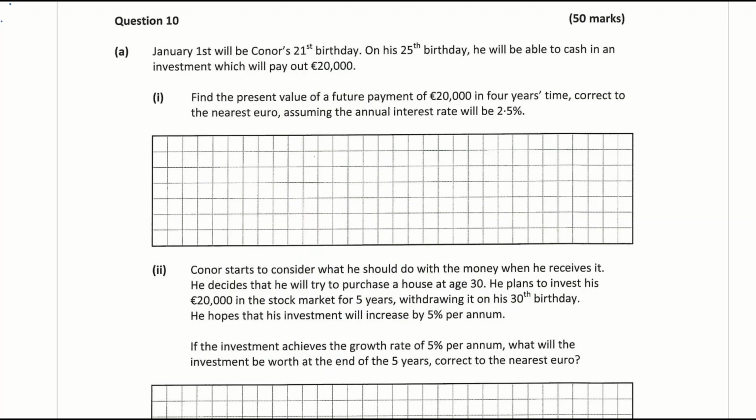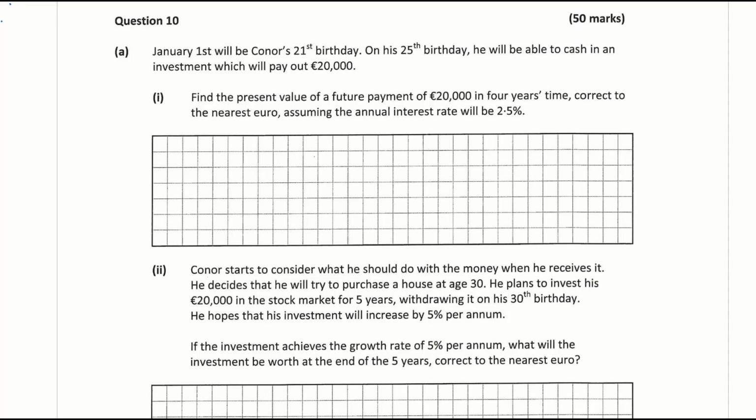Question 10a. January the 1st will be Connor's 21st birthday. On his 25th birthday, he will be able to cash in an investment which will pay out €20,000. Part 1: find the present value of this future payment of €20,000 in 4 years' time, correct to the nearest euro, assuming the annual interest rate is 2.5%.